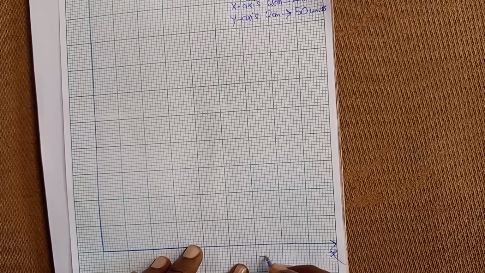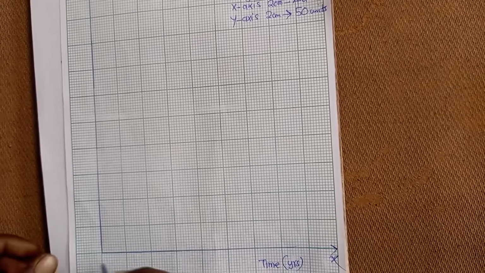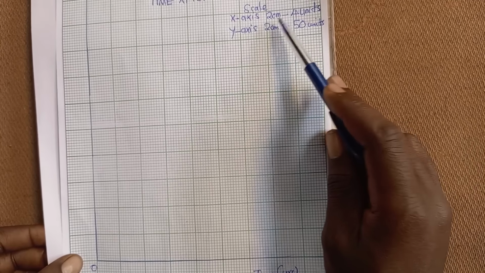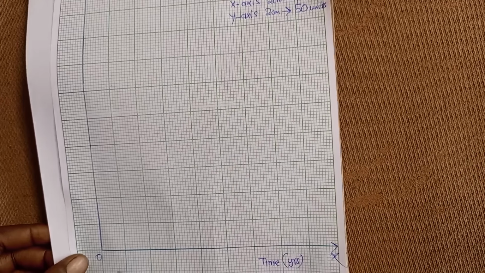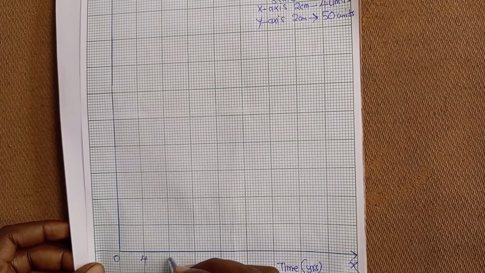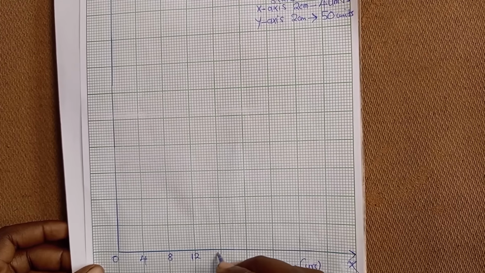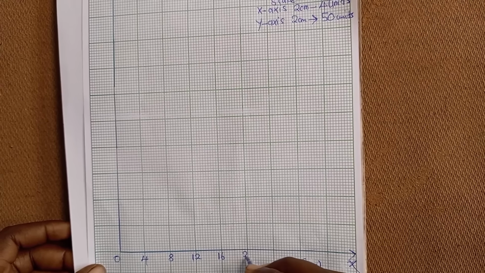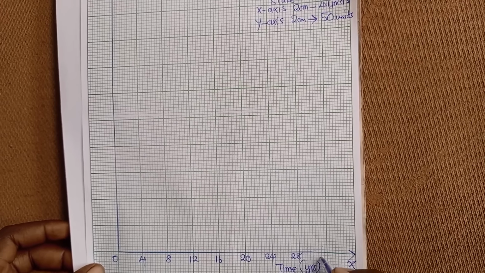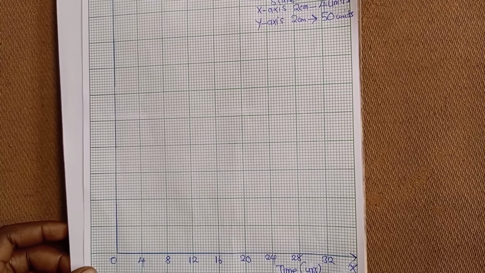On the x-axis, I've got time, which is in years. I'm moving in fours according to the scale, where 2 centimeters represent 4. I hope you're able to see this. So 4, 8, 12, 16, 20, 24, 28, 32. This is what I'm doing.